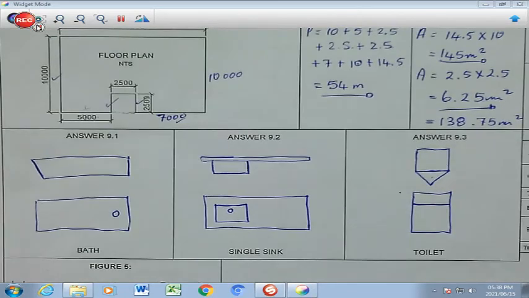Learners, and that concludes Analytical 4 of Civil. I hope you have gained a lot of building knowledge from this activity.